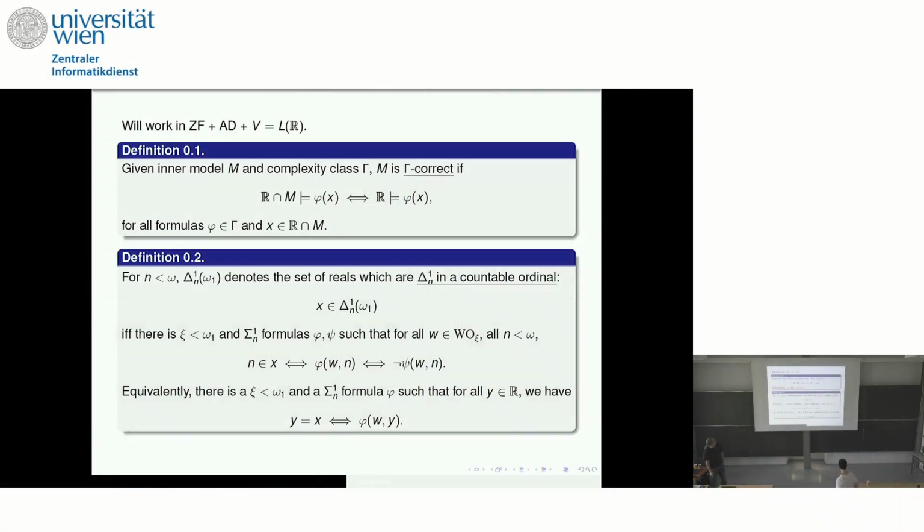Okay, so we're going to work generally in AD and V equals L of R, and just a couple of reminders. If you have a complexity class gamma and a model M, then we say M is gamma correct if it agrees about truth. Its reals satisfy phi x if and only if the true reals of V satisfy phi x, for all the formulas in this class gamma and the reals in M. So gamma might be some projective point class or maybe something beyond that.